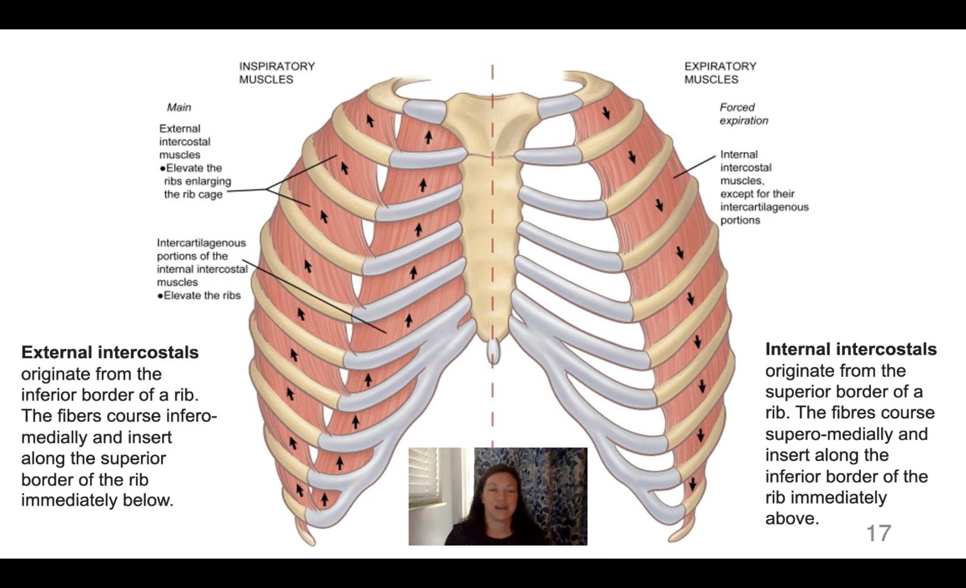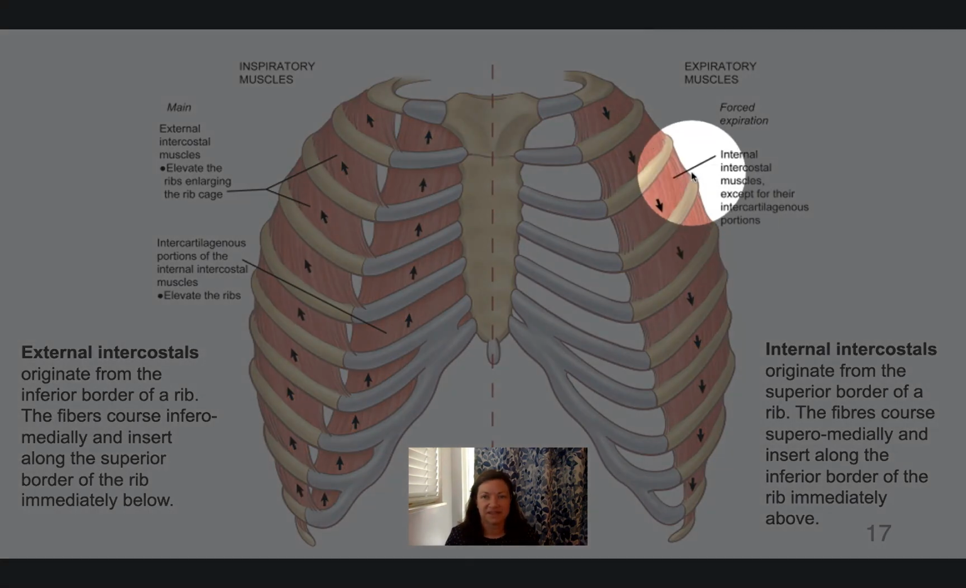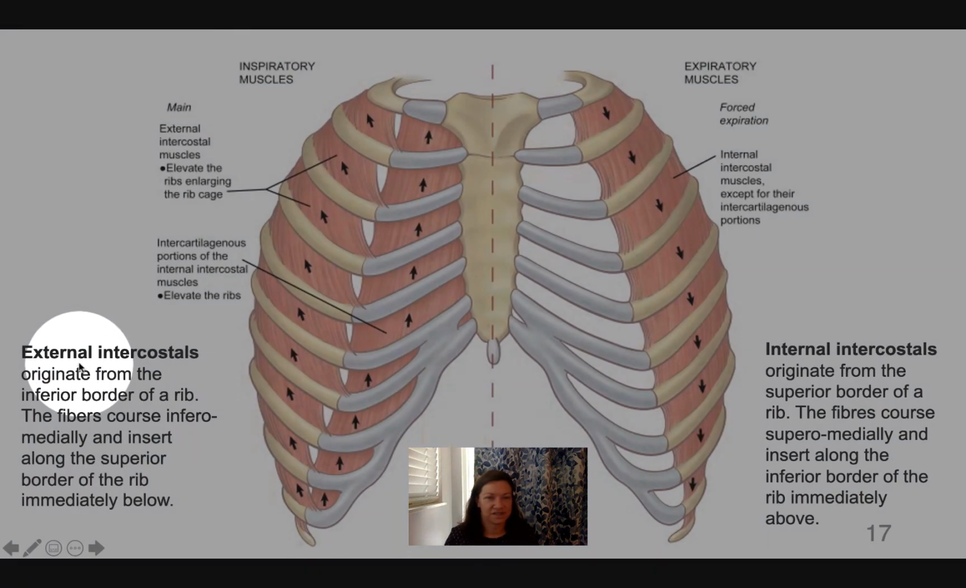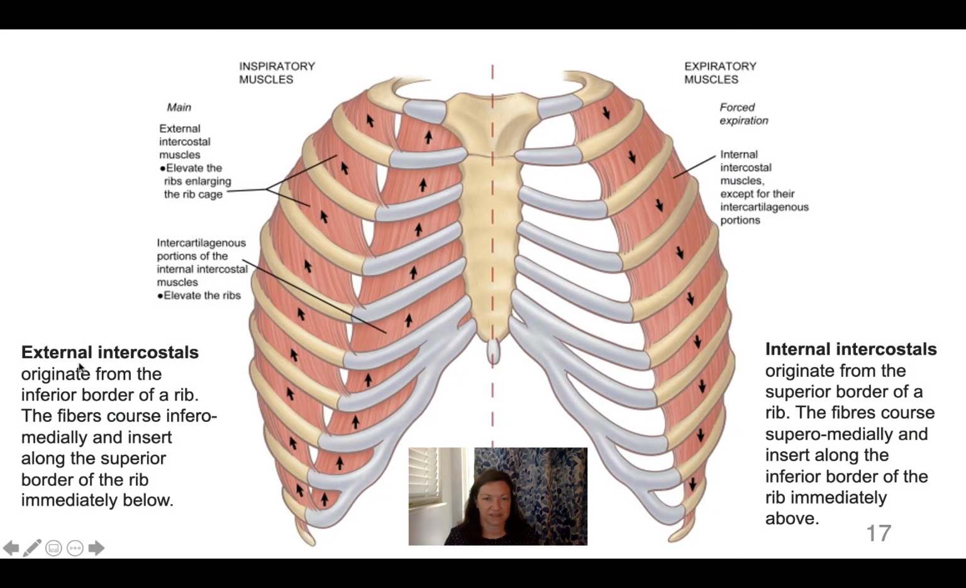And I know that sounds complicated, but hopefully it's intuitive. Again, you're always moving insertion to origin to achieve the movement that's indicated by these arrows for both of the divisions of muscles of breathing.